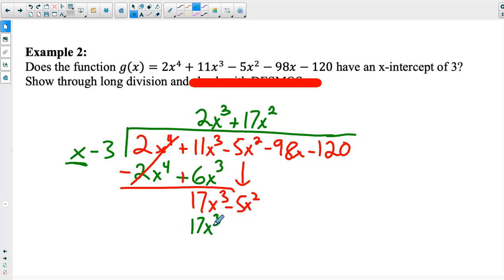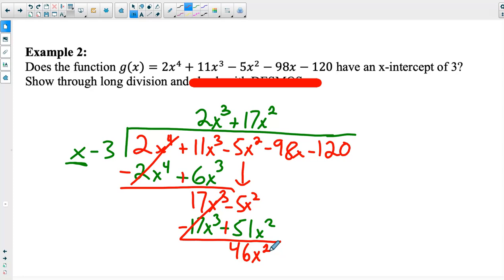And then I go 17x squared minus 3, which is what? Come on, fast mathers. 51x squared. Very nice. What do we do now? Subtract. Draw my line, I flip my signs, and subtracting cancels, and this gives me 46x squared.